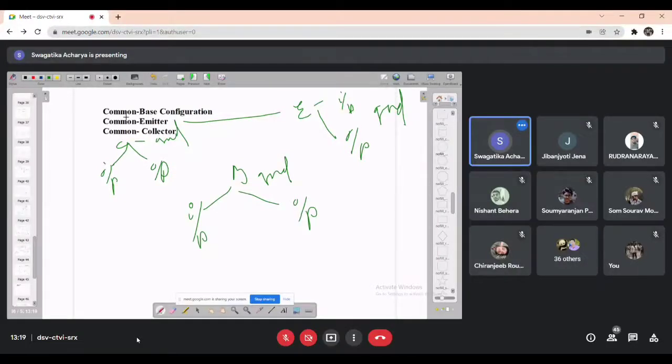The main aim is, you will connect this base terminal to both input and output, that is common base. Common emitter means emitter should be connected to both input and output. Collector is connected to both input and output side. Okay. So what are the configurations and how will you derive these things?